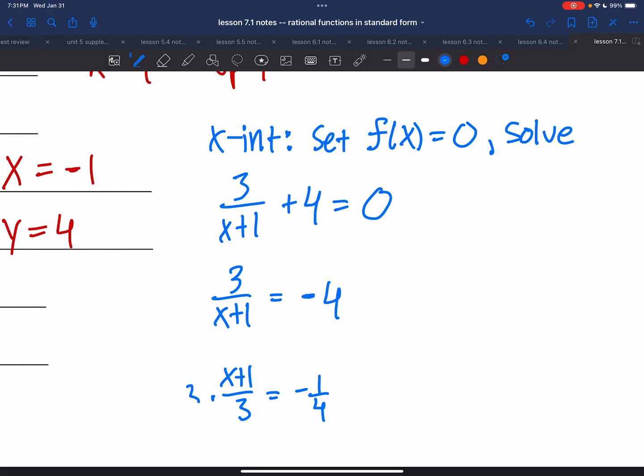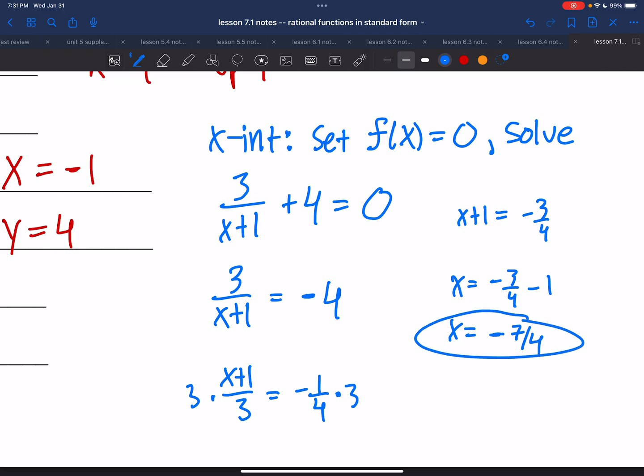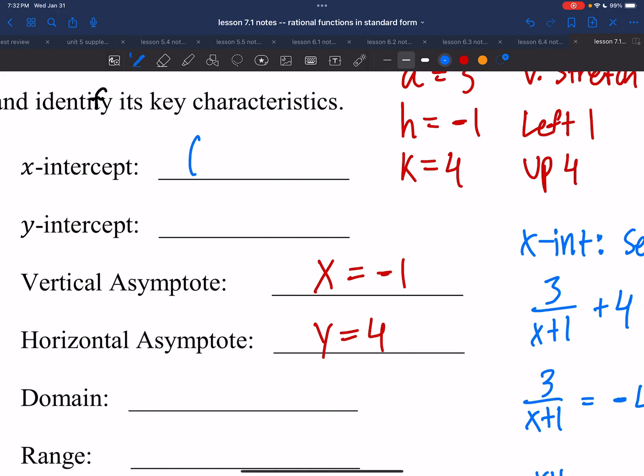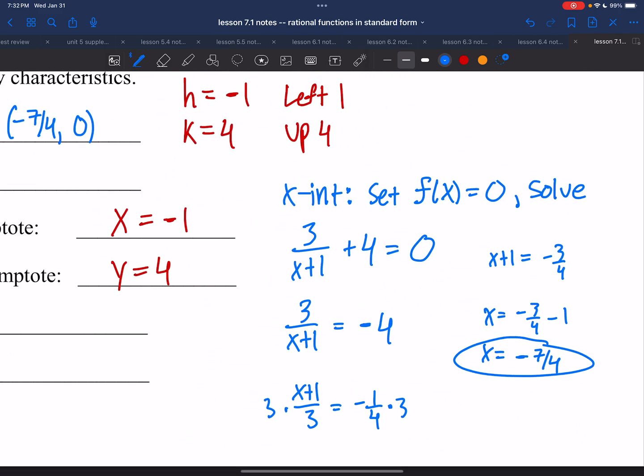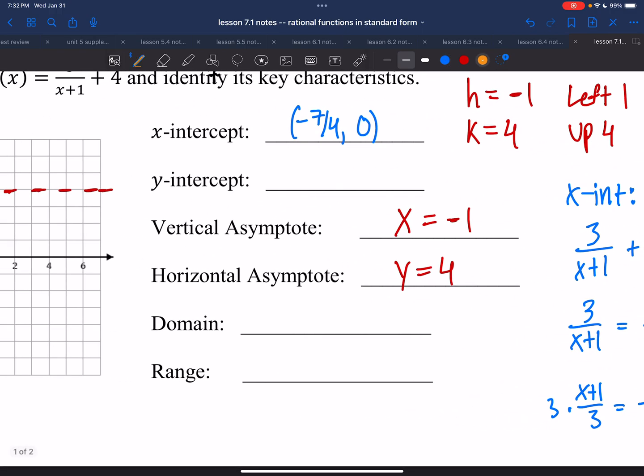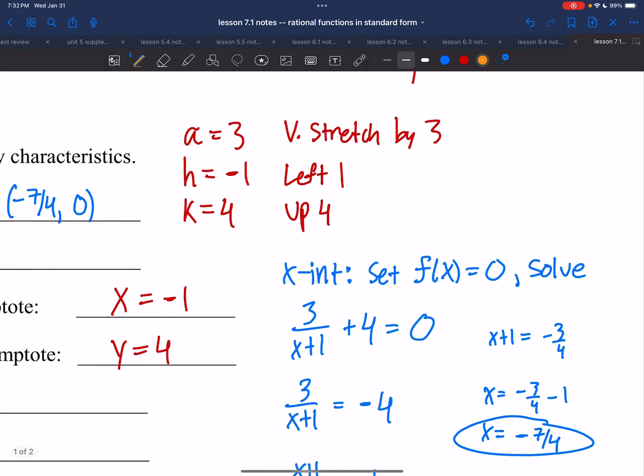I'll then multiply by 3 on both sides, and I get x plus 1 equals negative 3/4, and then I'll subtract 1. I say negative 3/4 minus 1. If you need me to write that, I say x is negative 7/4. Nice. So that is the x-intercept. So I put this over here as negative 7/4, comma 0. Yay! Okay. See how I didn't have to do any unnecessary distribution? That's just silly. I just hate doing that. It's just no. There's many different ways to solve problems. You don't have to do it the same way every time.